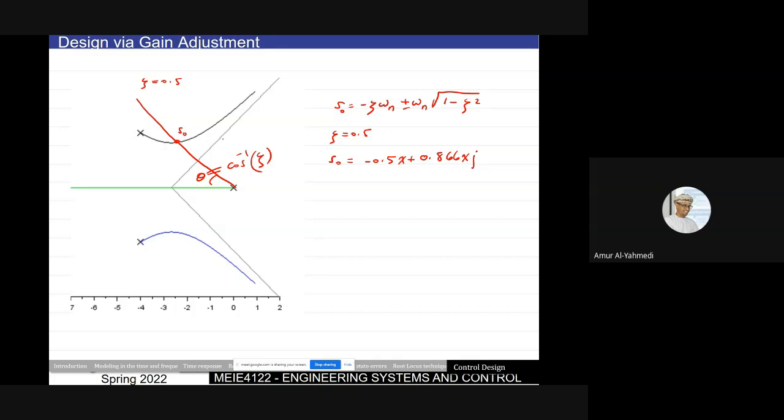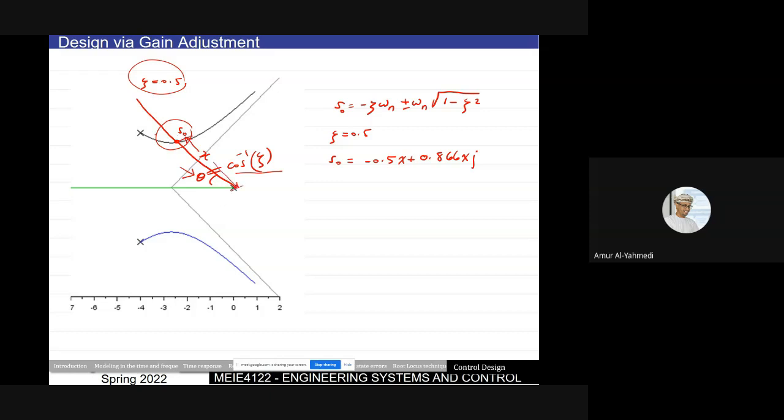Let's say that I know where I want to be. I want to have my pole at S naught at this point. I don't know exactly what S naught is, but I know zeta. From knowing zeta, I can know this angle theta, because theta equals cosine inverse zeta. But I don't know this distance x from here to here.